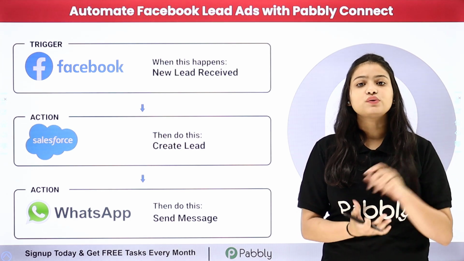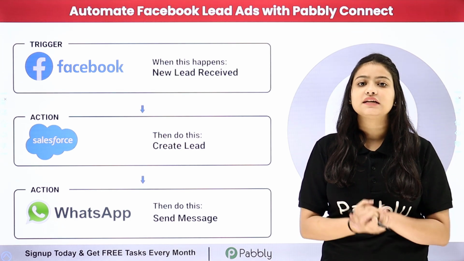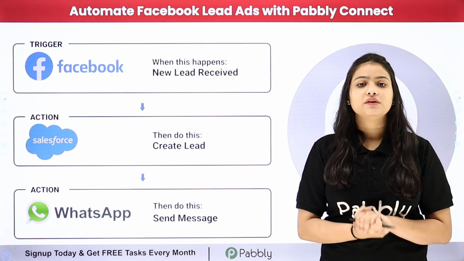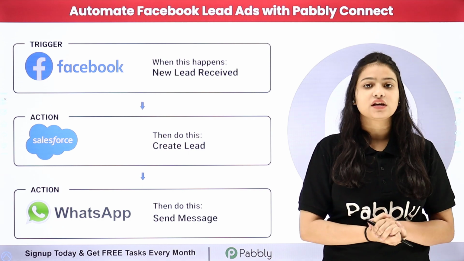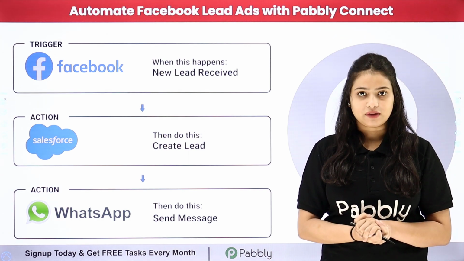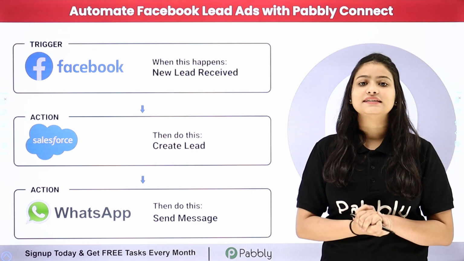Now I want that as soon as I receive a new lead by submission of the lead gen form which I have created, that same lead should immediately be added in my CRM application and a WhatsApp message should be sent to that same lead with the help of WhatsApp Cloud API. So how are we going to automate this entire process?